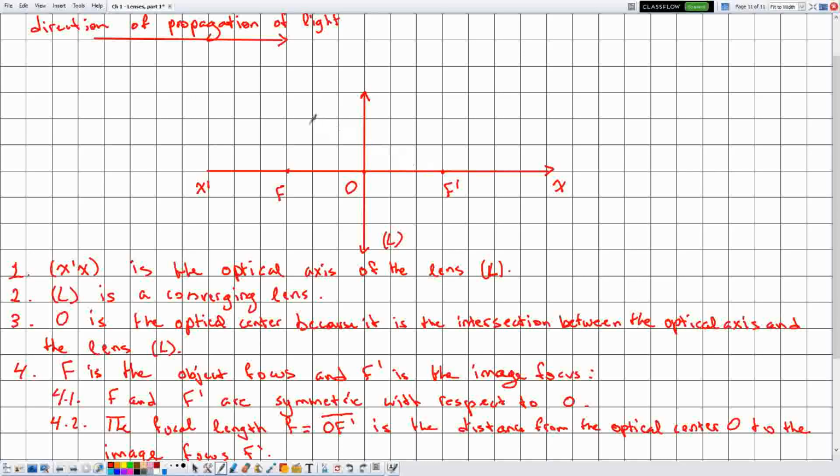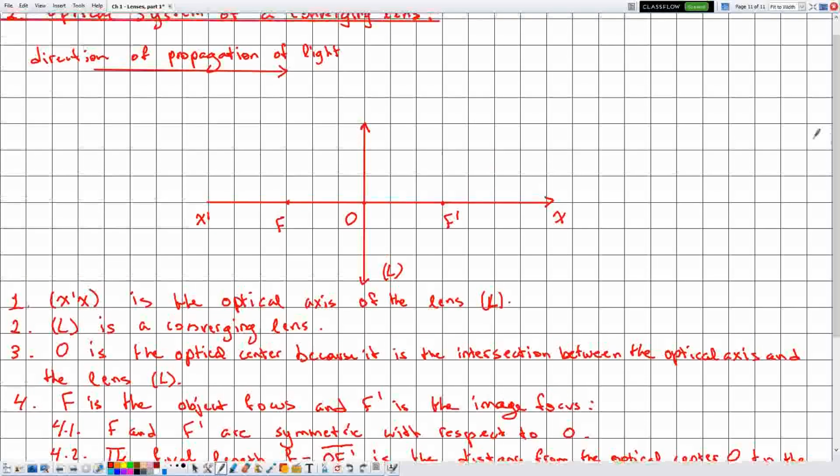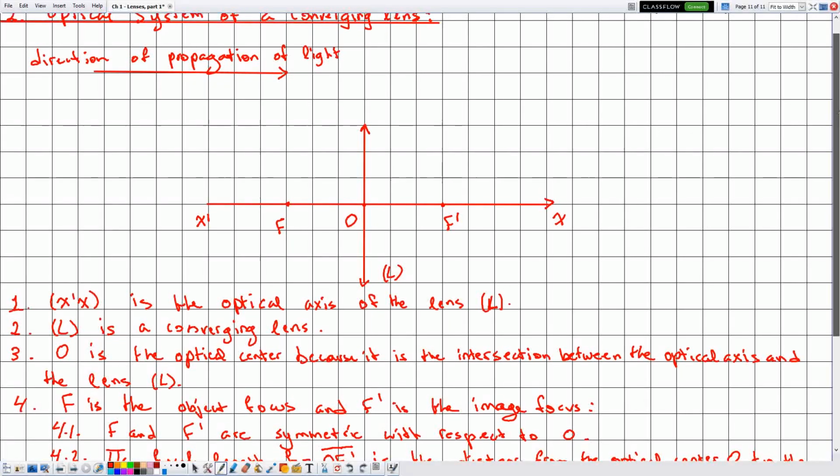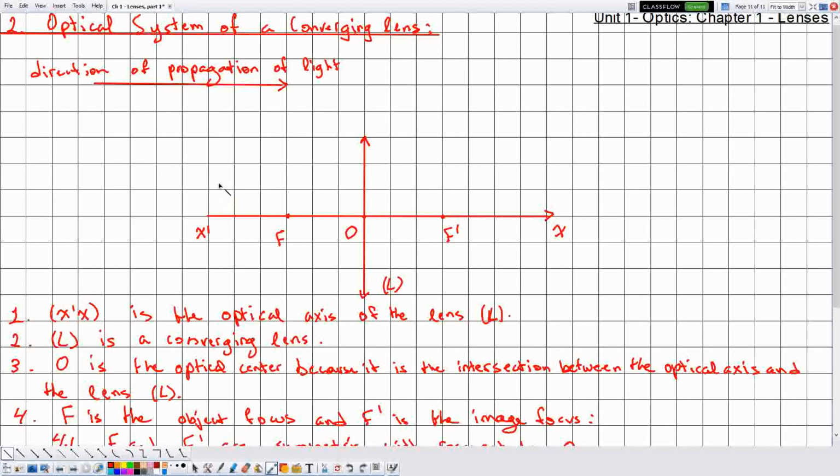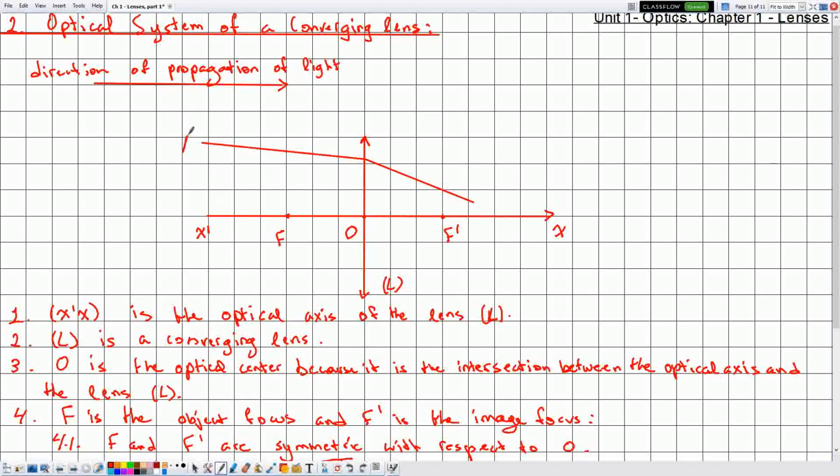Now it's left to represent how a ray of light crosses the lens. Because the direction of propagation of light is from left to right, let's consider a ray of light passing through the lens. This is a ray of light. It hits the lens and emerges from the lens. Let me label some stuff. This is the point A and this is the point I. Then the ray hits the lens at the point I and emerges along IR.